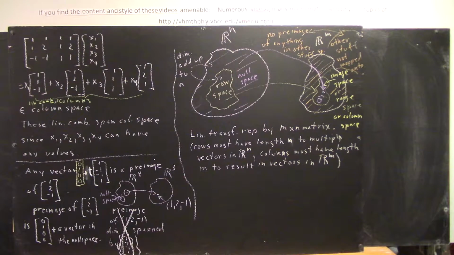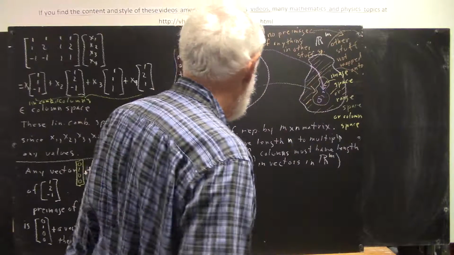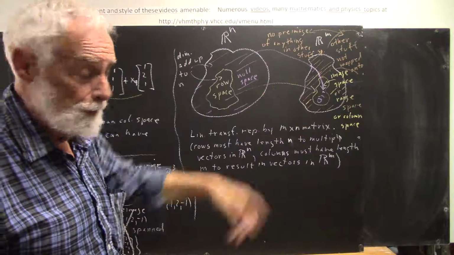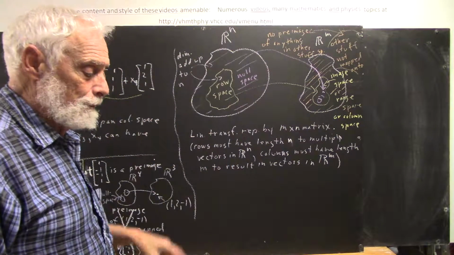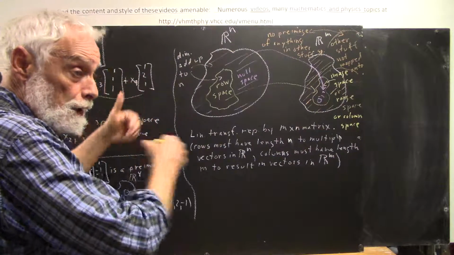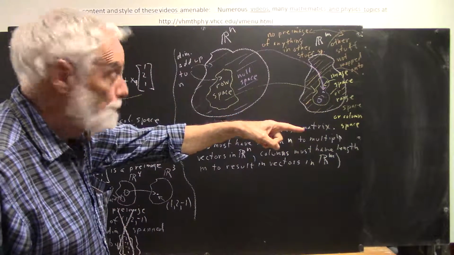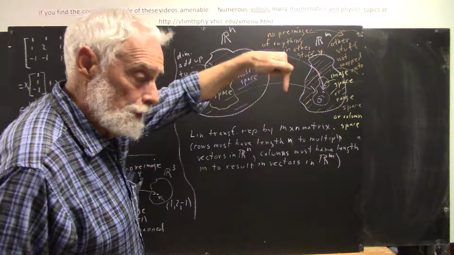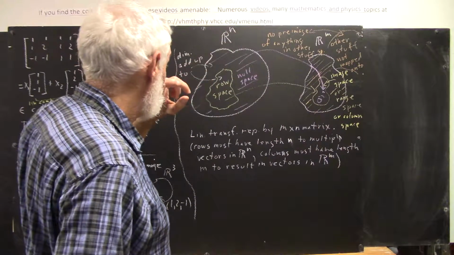Okay, so this is any real space Rn, this is any real space Rm, and we know that to map from this space to this space we use an m by n matrix. N is the number of columns in the matrix. It's the number of elements in every row, and of course if we have n elements in every row, that's going to allow us to multiply by a vector in Rn.